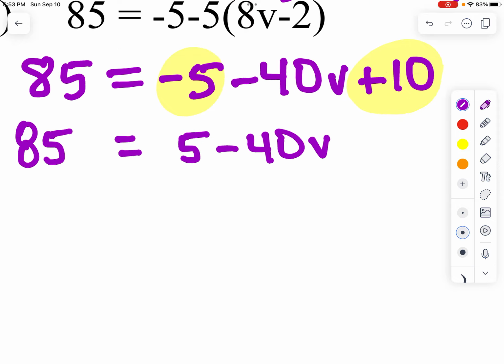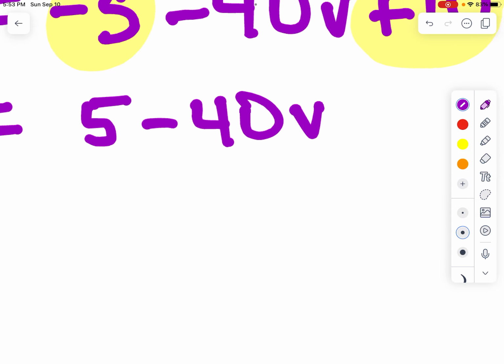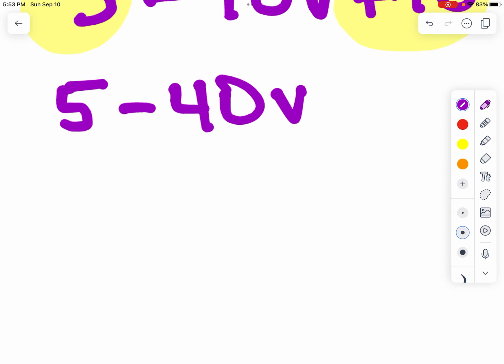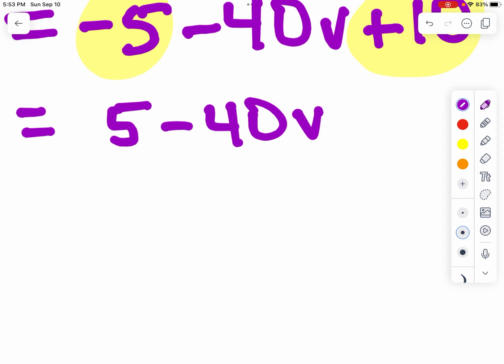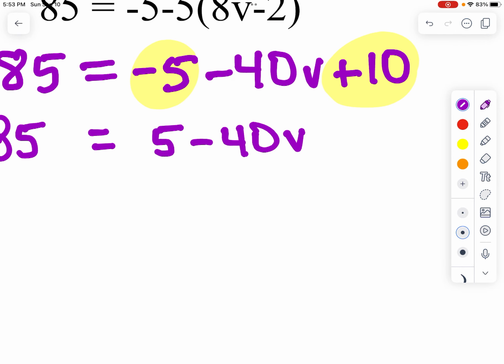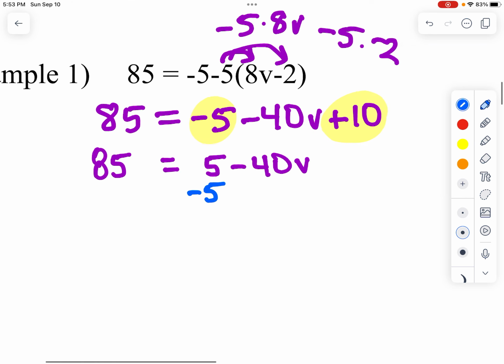All right, now we have our basic 2-step. So we focus on the side with the variable. The variable is being multiplied by a negative 40 and increased by a positive 5. So again, I want to work backwards. I'm going to start by subtracting 5 on both sides.